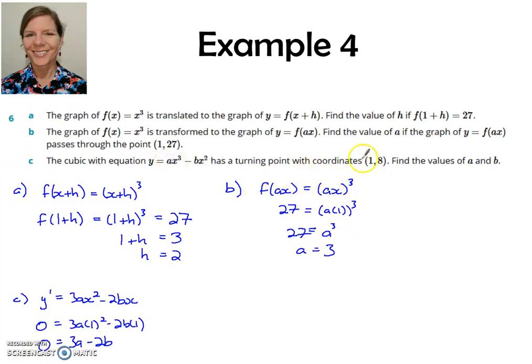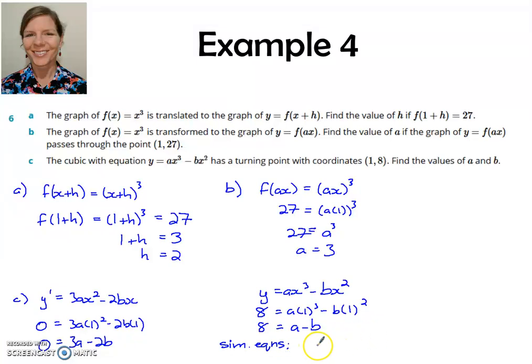And we also know that the curve must go through this point. So what that means is we've got y is ax cubed minus bx squared. So the y value is 8 when x is 1, so a times 1 cubed minus b times 1 squared. So 8 equals a minus b. And then all you've got is two simultaneous equations. Do that by hand or on your ClassPad, whatever suits. And what you should come up with is negative 16 for a and negative 24 for b.